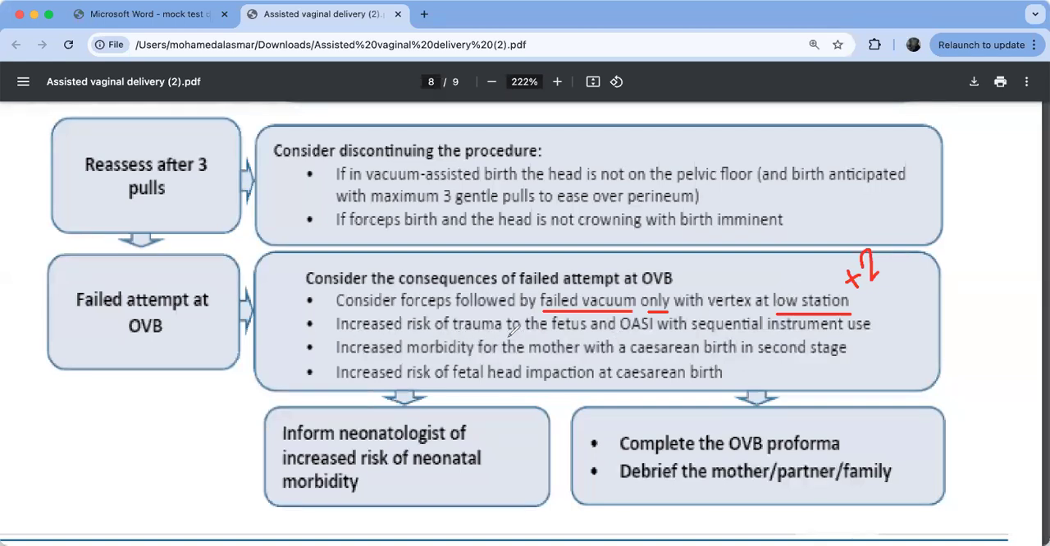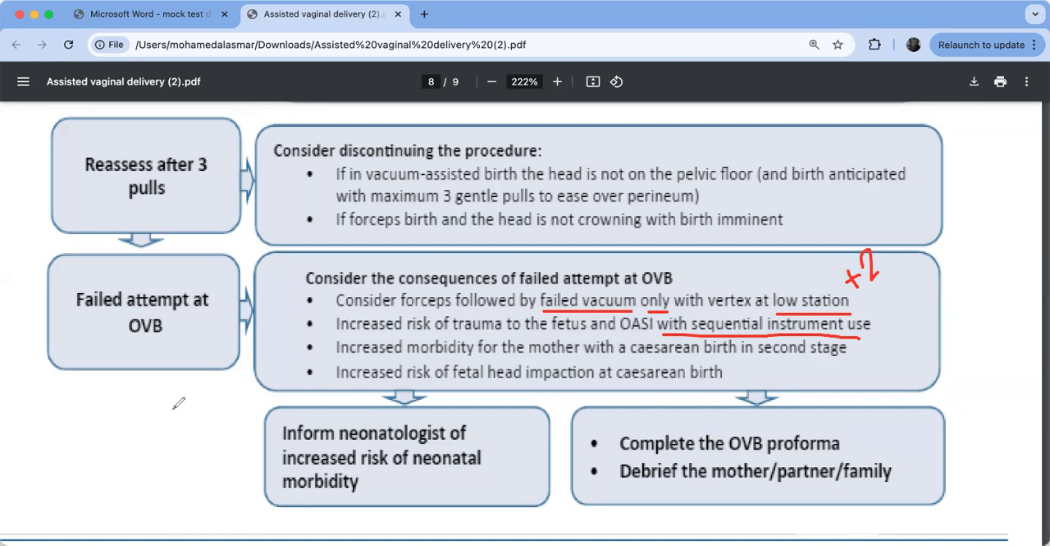Increased risk of trauma to the fetus and obstetric anal sphincter injury with sequential instrument use. So that's why we don't like it, actually. We don't like to apply two instruments. Increased morbidity for the mother with cesarean birth in second stage. Increased risk of fetal head impaction at cesarean section.